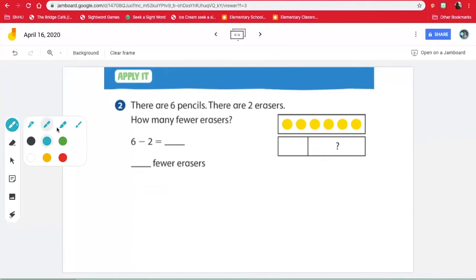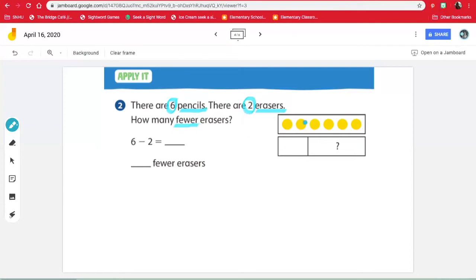Let's look at this problem. It says there are 6 pencils. There are 2 erasers. How many fewer erasers? So what's the problem about? I see pencils and erasers. How many pencils? 6. How many erasers? 2. And it wants to know how many fewer erasers.